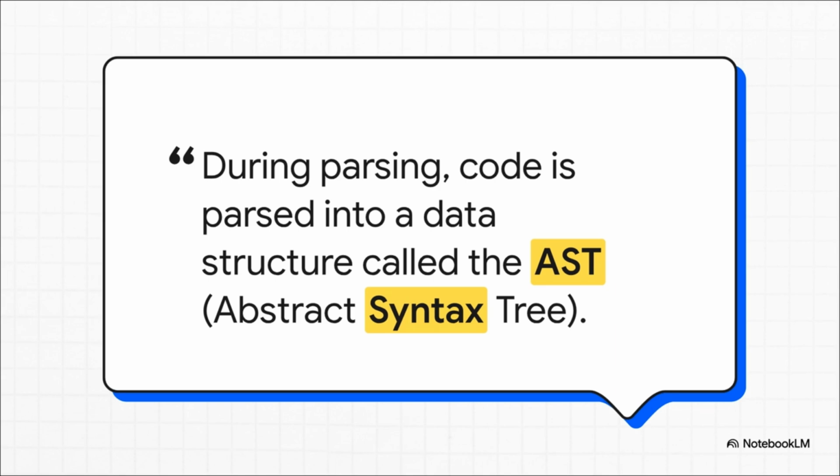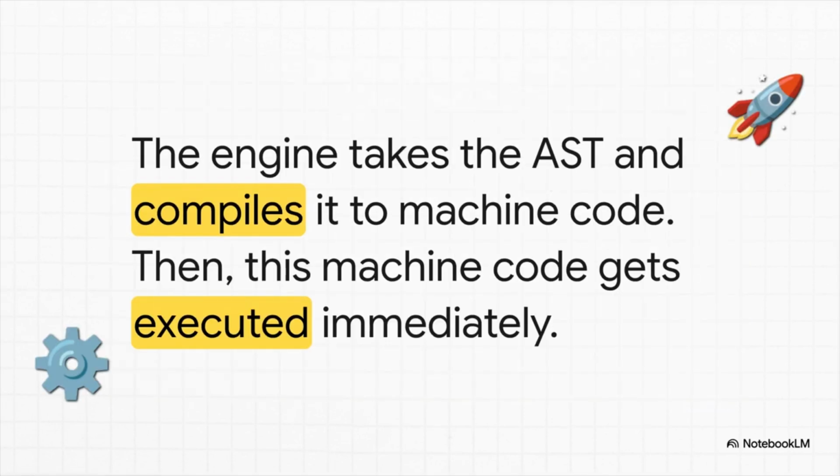Now, don't worry, you don't need to know how to read an AST. Just know this is how the engine first makes sense of what you wrote. So, next up, compilation and execution. The engine takes that tree we just talked about and compiles it into a baseline, pretty unoptimized version of machine code. And because this is just in time, it starts running that code right away. Your program is now live.